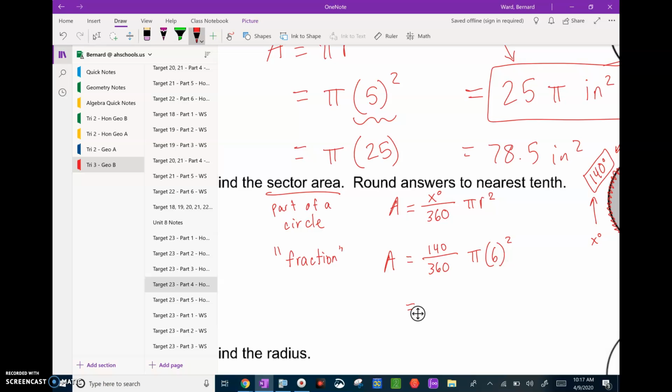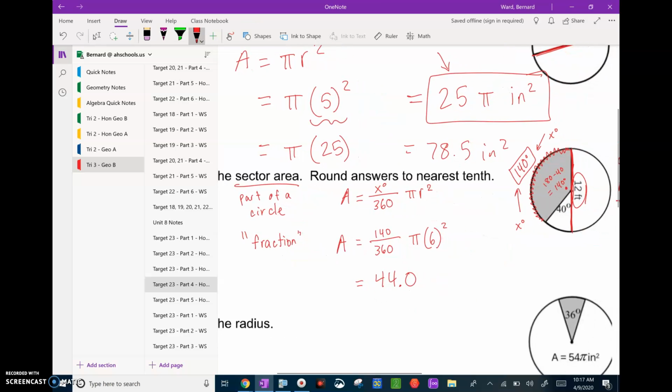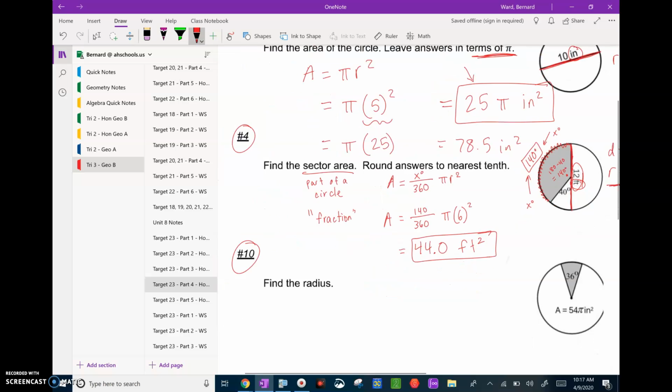It's roughly 44.0. Let's see the units. They are feet, so feet squared. And that is the area of this sector.